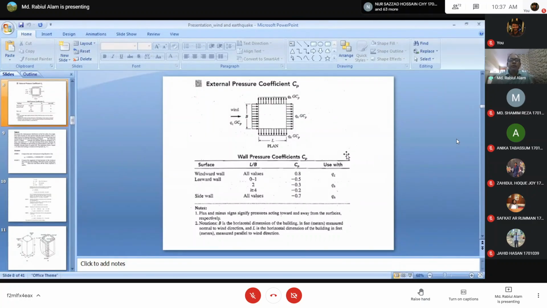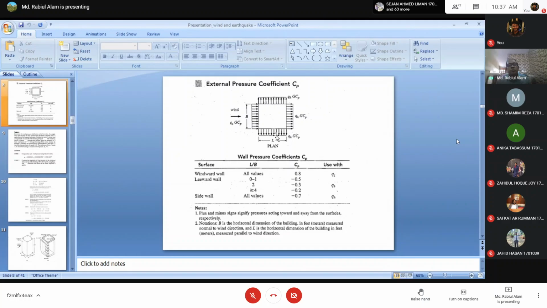So I think you understand the importance of CP, and once you get the CP and the G, you would be able to calculate the final design wind pressure of the buildings. Okay, so what are the consequences? What are the steps for calculating the wind pressure on the structures?